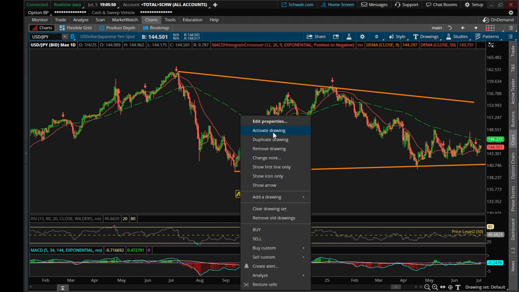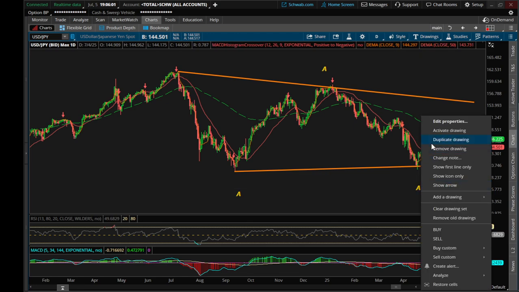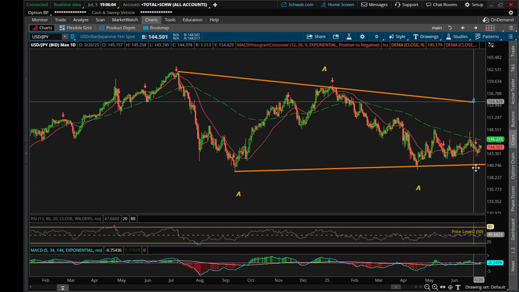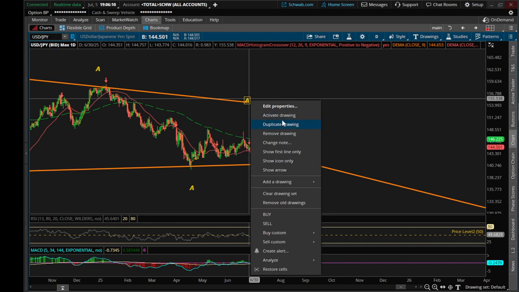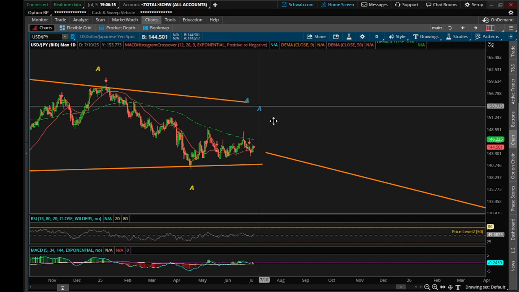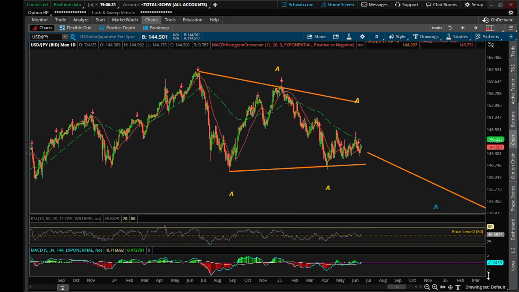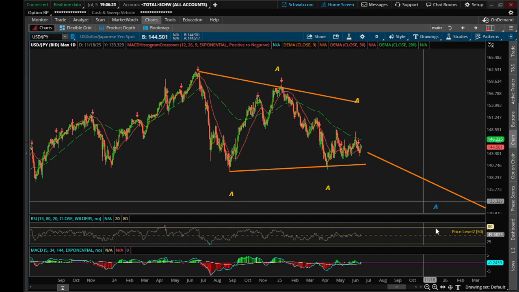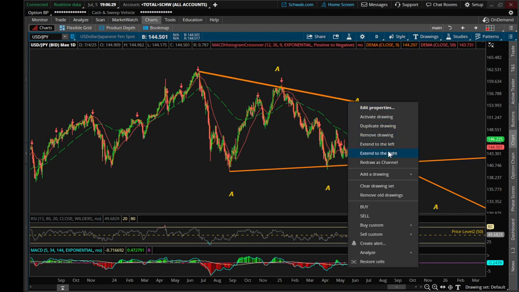So an A there. Excuse me. B up here. C down here. D. And then I think the E is going to do what we've been seeing in other charts where we get a false breakout. So let's extend this to the right, extend this to the right.